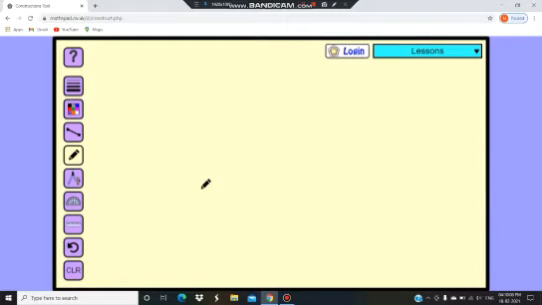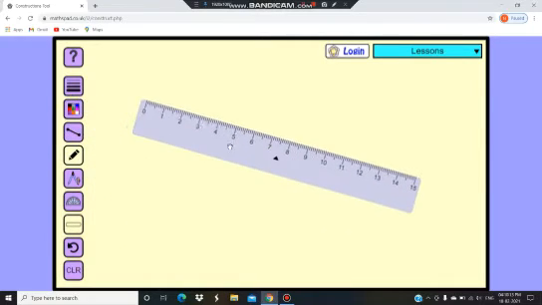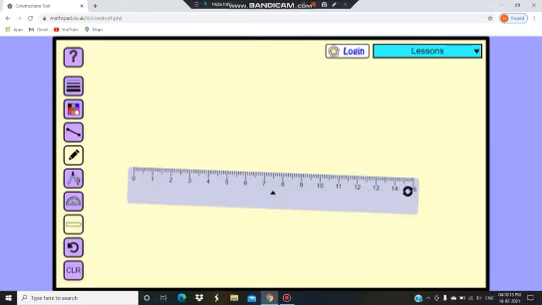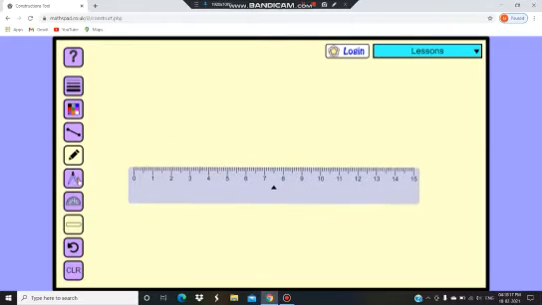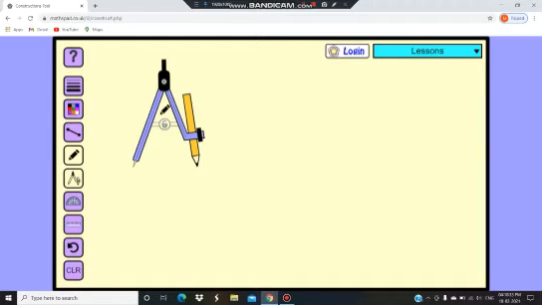So what is the radius of the circle? 3.4 centimeter. So take a scale. Take a rounder. Take a distance of the radius, 3.4 centimeter, in the rounder. Okay. So with that distance, we have to draw one circle.